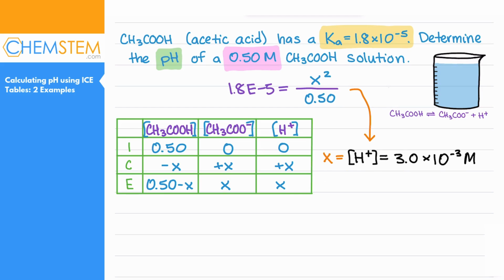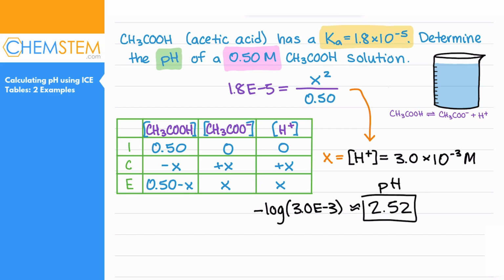Now that we've solved for x, we really actually solved for the final hydrogen ion concentration, which means we need to take the negative log of that value in order to get our answer. So that's going to be the negative log of about 3.0 times 10 to the negative 3, and we're going to roughly get a pH of about 2.52. So that is how you solve weak acid problems where you have to calculate pH using an ice table.